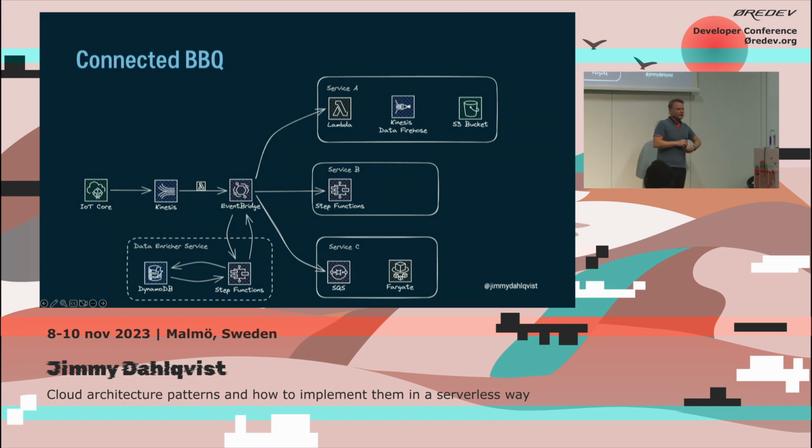I don't know, how many of you saw my talk last year about the connected barbecue? A few of you, nice. This is one pattern I used in that presentation as well.